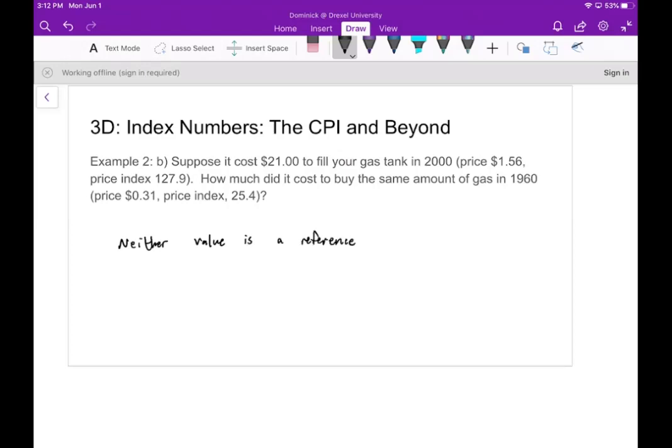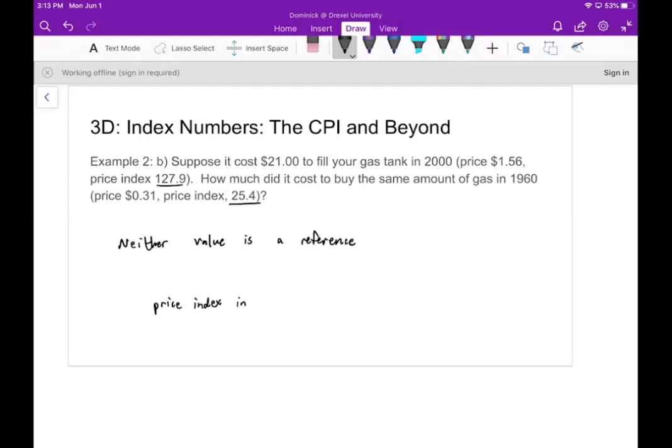Right? Before we were using 1980 as our reference value for the price index, but now it's different, right? So we have to be a little bit more careful. All right. So we can do two things. I can either take the price index for each time period and divide them, or I could take the prices and divide them. All right. I'm just going to take the price index.